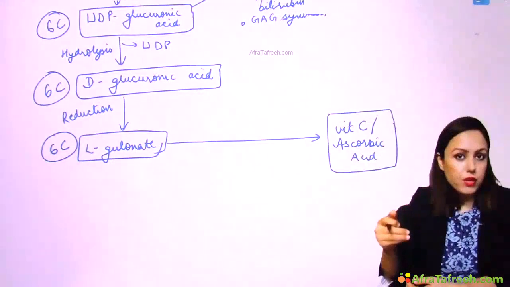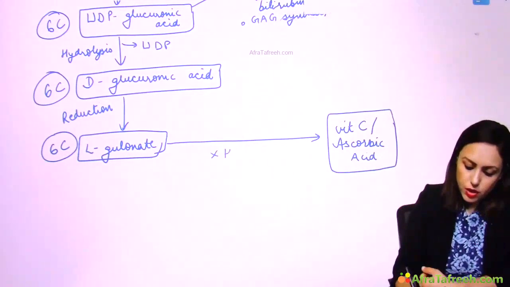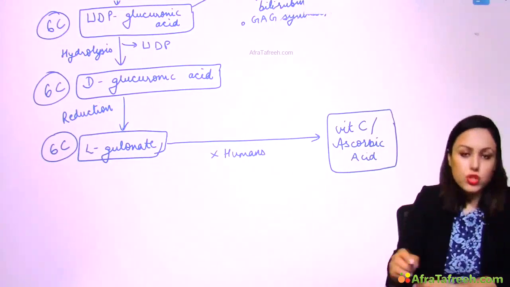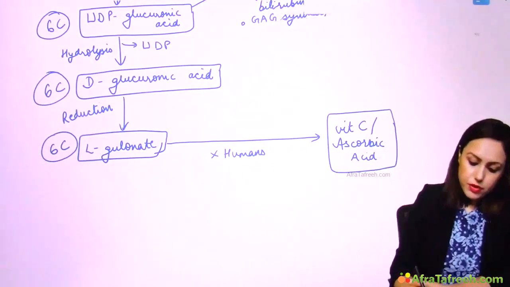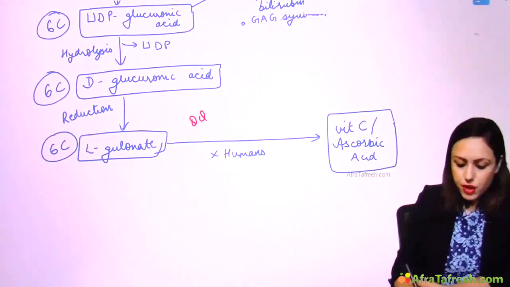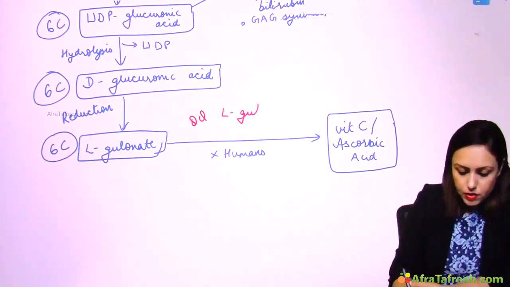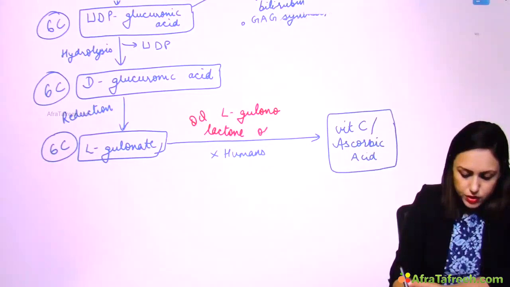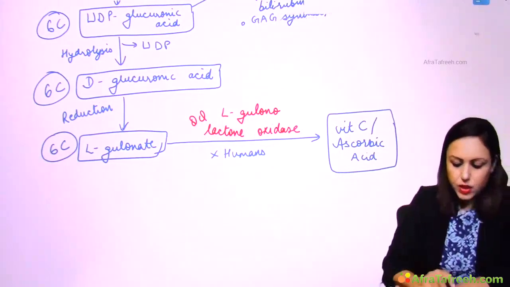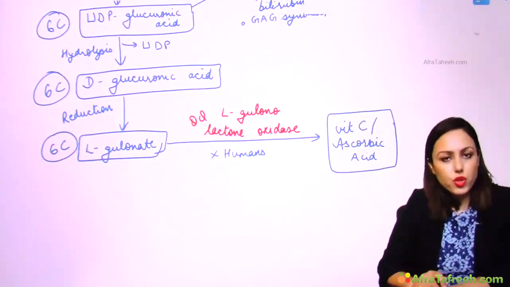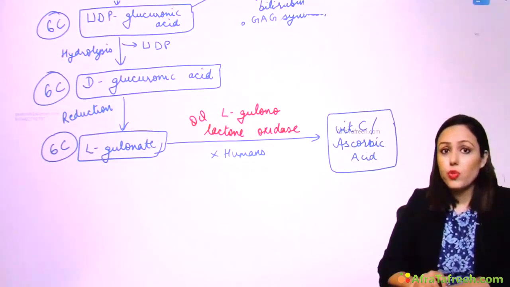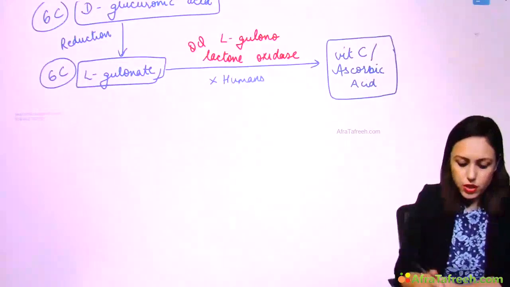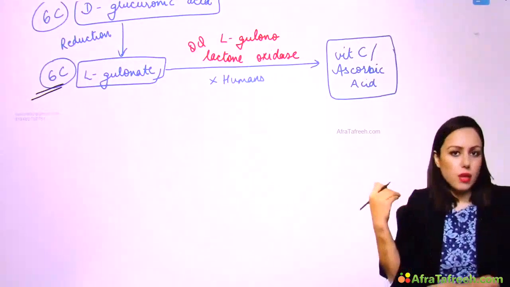This synthesis of vitamin C cannot occur in humans due to the deficiency of the enzyme required here. Which enzyme is required here is very, very important. What is the enzyme? L-gulonolactone oxidase. So this enzyme is not present in humans. That's why vitamin C is needed in diet and it cannot be formed in the body. So till this point all are 6-carbon compounds.